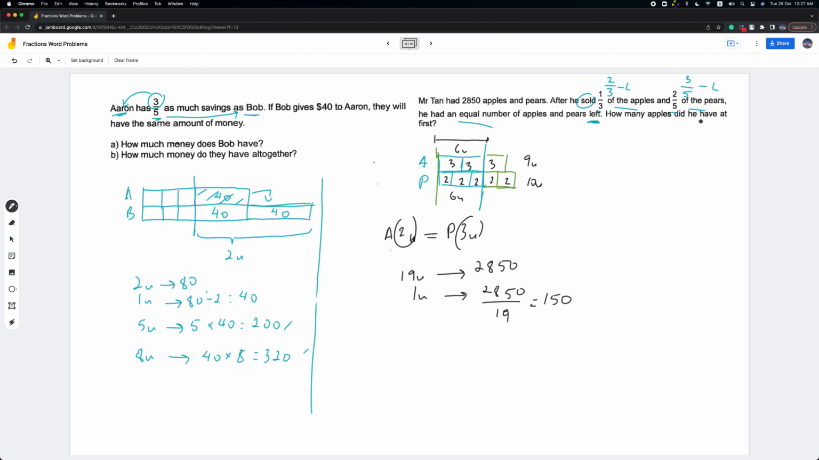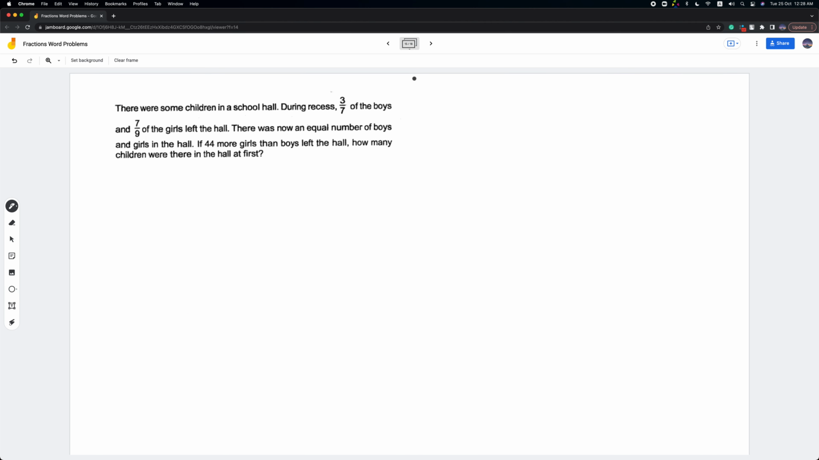How many apples did he have at first? He has 9 units of apple. So 9 units is 9 times 150, which is 1,350. Okay, so this is quite a common question though. Okay, moving on to the next one.